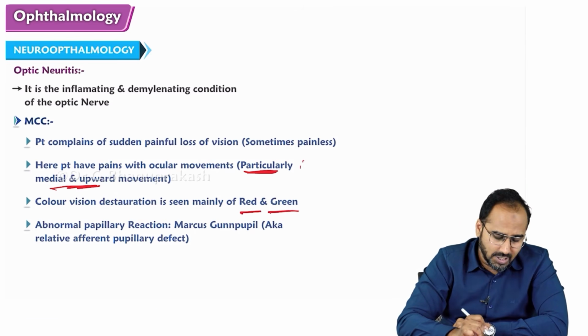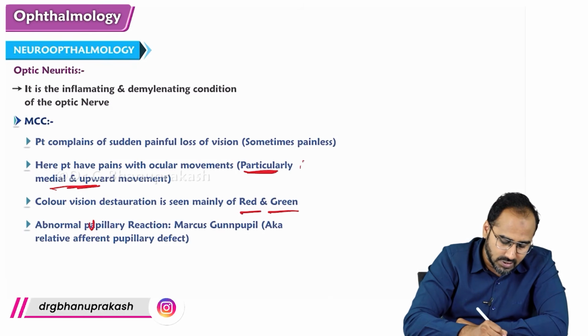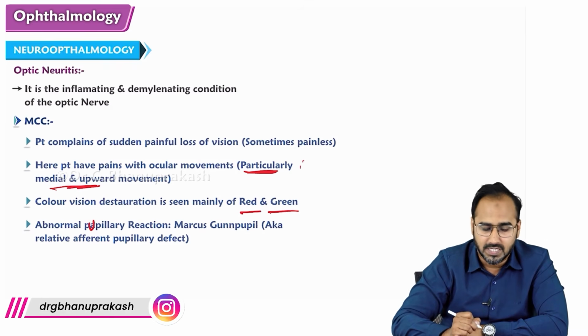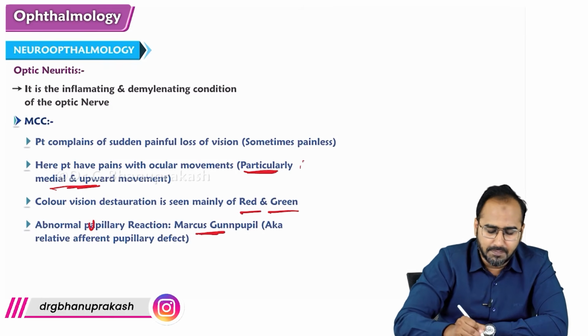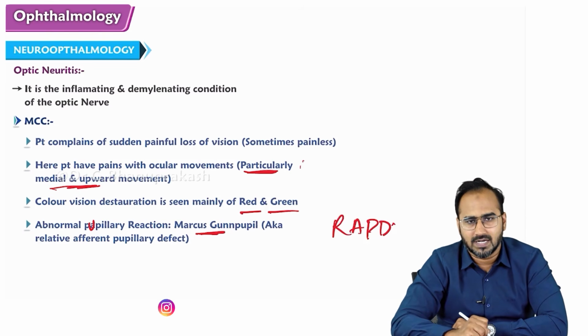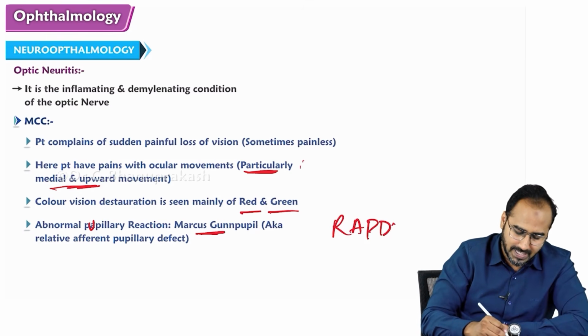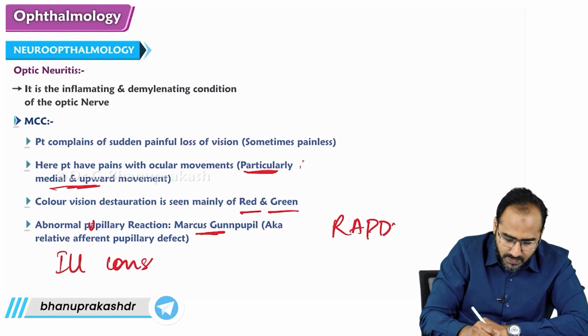The main feature in optic neuritis is what? The abnormal pupillary reaction. What is that pupillary reaction called? Marcus Gunn pupil, also called relative afferent pupillary defect. What is that Marcus Gunn pupil, guys? Ill constriction of the affected pupil.